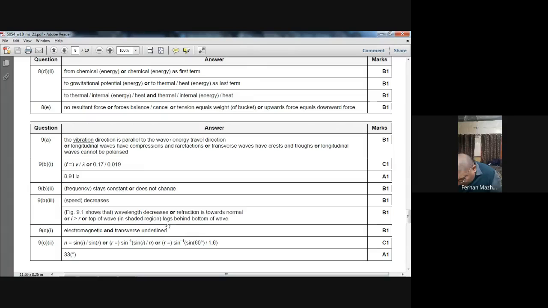Okay. So what did you write? Resultant force is zero. The downward and upward forces are equal, and the resultant force will be zero.